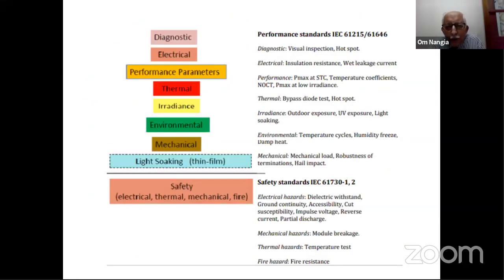This slide also gives diagnostic purpose for electrical and performance parameters, for thermal, irradiance, environmental, mechanical. These are the tests which are carried out when we send our samples to approved laboratories for getting the feedback, what kind of quality is there.